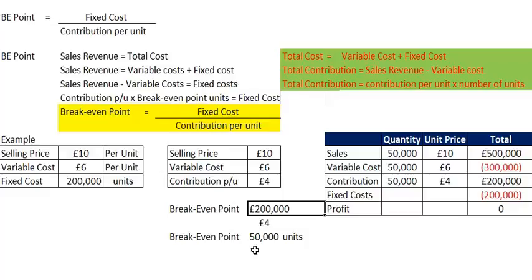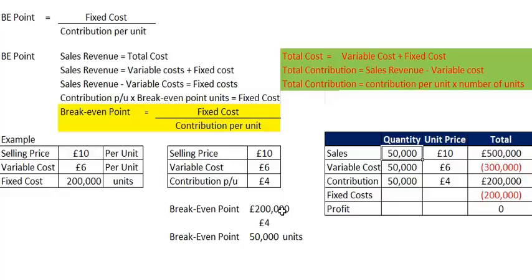Let's prove if we have done it right or wrong. We will write here sales quantity is 50,000, unit price is 10 pound per unit. We multiply 10 pound unit price by 50,000 units. We get 500,000. Variable cost is 6 pound per unit. When we multiply 50,000 units by 6 pound per unit, we get 300,000 variable cost. Contribution is sales revenue minus variable cost, which is 200,000.